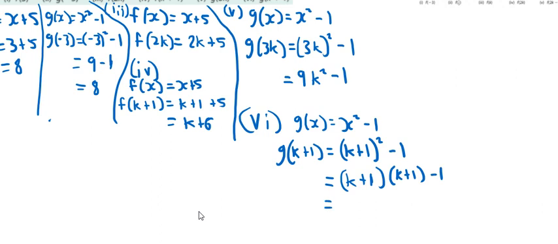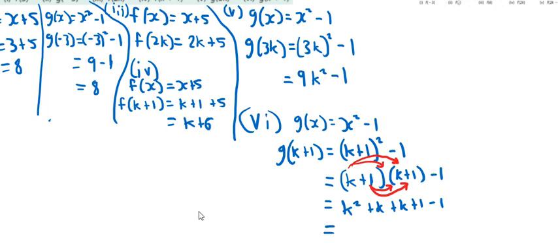If you're to expand it, this is expanding out double brackets. So I've got two brackets beside each other, so you need to multiply everything in them. Look back at expanding double brackets if you're not sure what I'm doing here. So k multiplied by k is k squared, k multiplied by 1 is k, 1 multiplied by k is k, and 1 multiplied by 1 is 1. And I still have that minus 1 at the end, so I'm just bringing that down onto the next line.